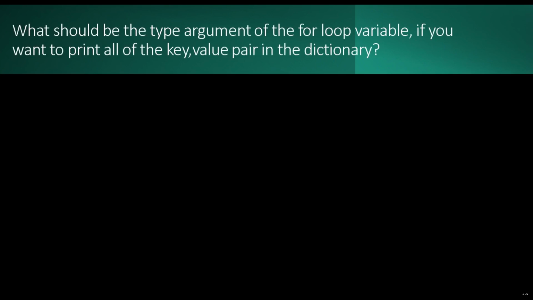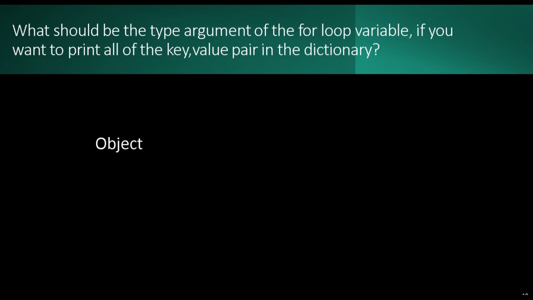What should be the type argument of the For Each loop variable if you want to print all of the key value pairs in the dictionary? Okay, so suppose you get a question like, you have a dictionary and you want to print all the key value pairs in a message box, what do you have to do? You will have to use a For Each activity for printing all the values in the dictionary, right? So what should be the type argument of the variable in the loop? Okay, so that is the question. It should be an object, then only it will help to print the key value pairs.